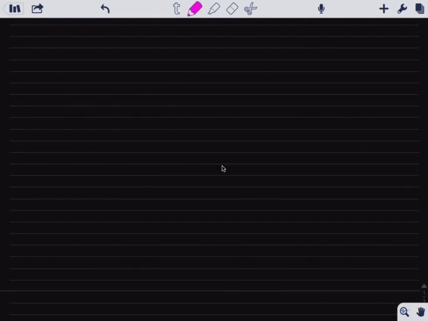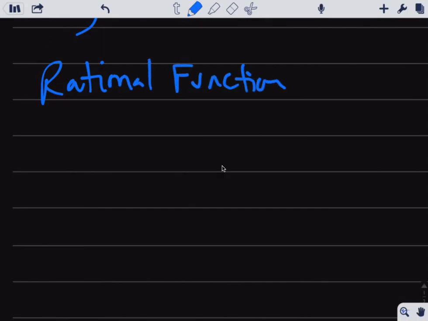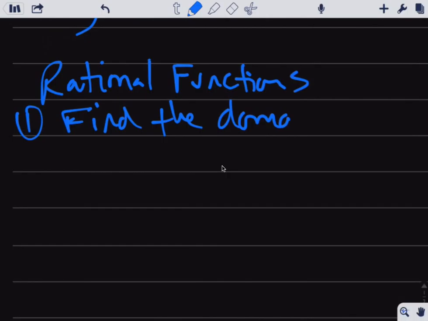Okay, now let's look at 5.4 part 2. So we've got a different type of problem in 5.4.2. We're going to talk about rational functions. We're going to do two pieces. First piece is find the domain. Second piece is find the zeros. So that's what we're going to do.